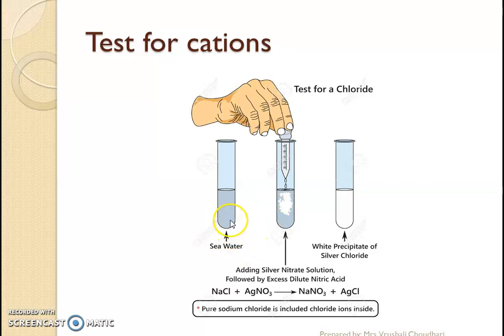This is the test for anion. Take sea water. This is an example. On adding AgNO3, we will observe a milky colored solution. That is called white precipitate of silver chloride. So chlorine is present.